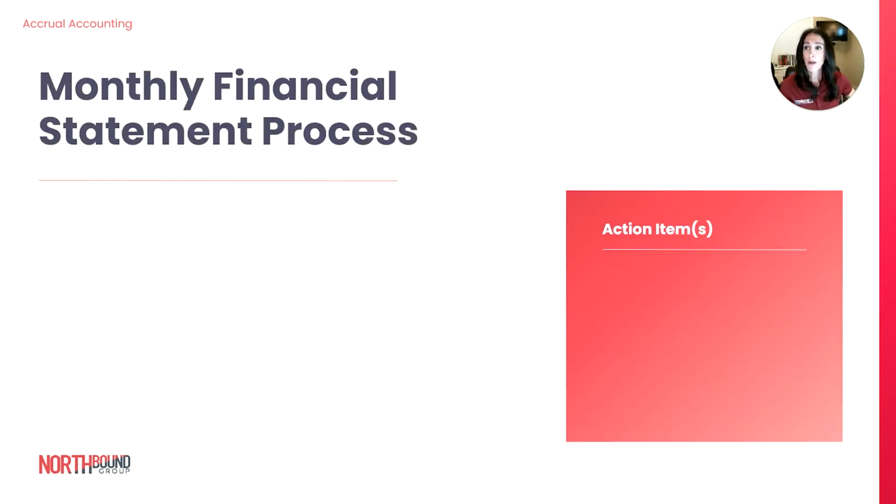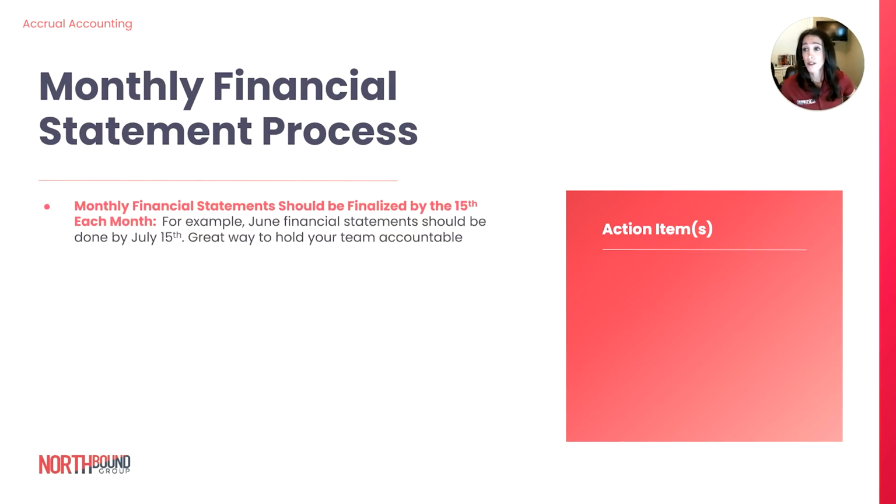So let's talk about the monthly financial statement process. Each month the statement should be finalized on the 15th of the month. So for example, if it's June and the month is closed out June 30th, I'd say July 15th is when your bookkeeper accountant should have the numbers finalized in your inbox, on your desk for your review. And it's a great way to hold them accountable. If you put something on your calendar on the 15th of every month, if you don't have these financials, definitely chase the bookkeeper and accountant.